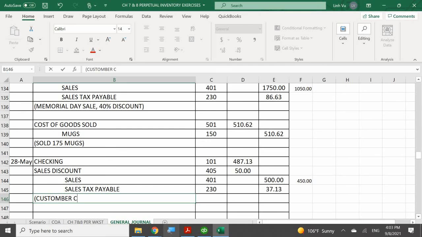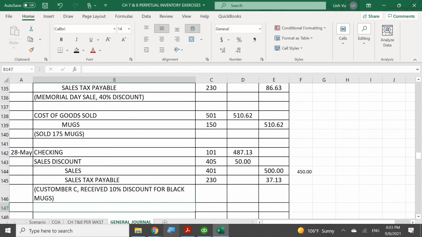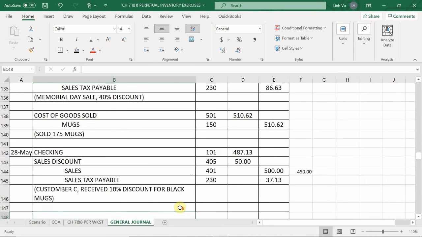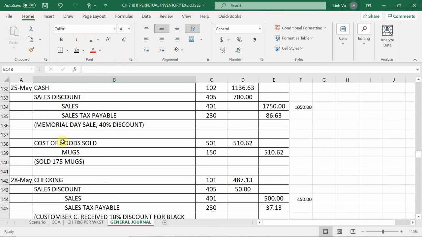this was customer C, received 10% discount for black mugs. Of course, if we sold 50 black mugs to customer C, therefore we also need to do our cost of goods sold and update our inventory.